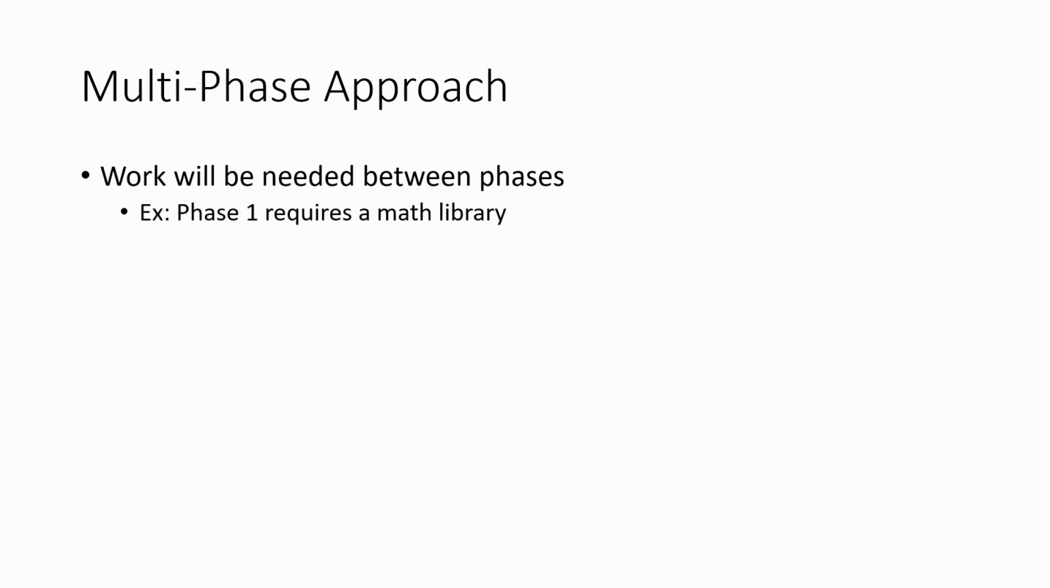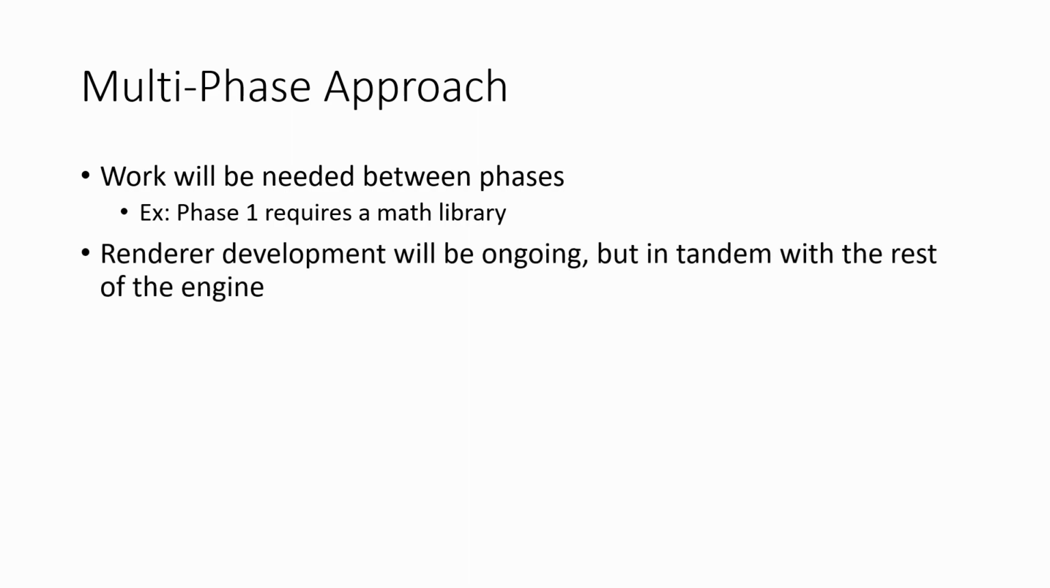As part of this multi-phased approach, as I mentioned before, work will be needed in between phases. For example, phase one is actually going to require a math library, which we're going to have to build. So we're going to have to step back from the renderer, build our math library, and then we'll be able to continue to phase one. So our renderer development will be ongoing, but in tandem with the rest of the engine. A lot of series tend to focus on the renderer for a long time and stay there, and I don't want to do that with this series. I want to go back and forth between the two. So that is pretty much how our multi-phase approach is going to work.